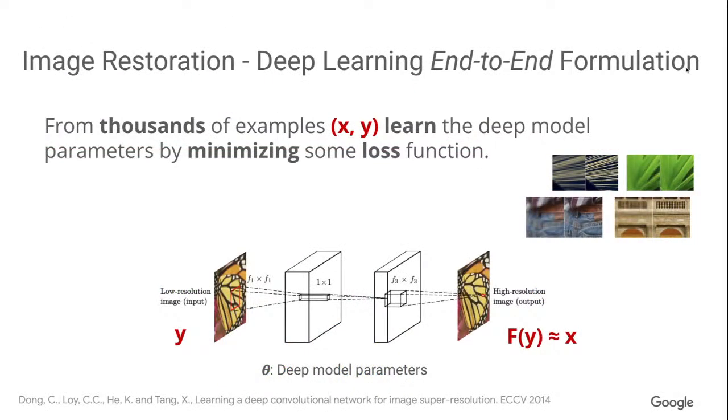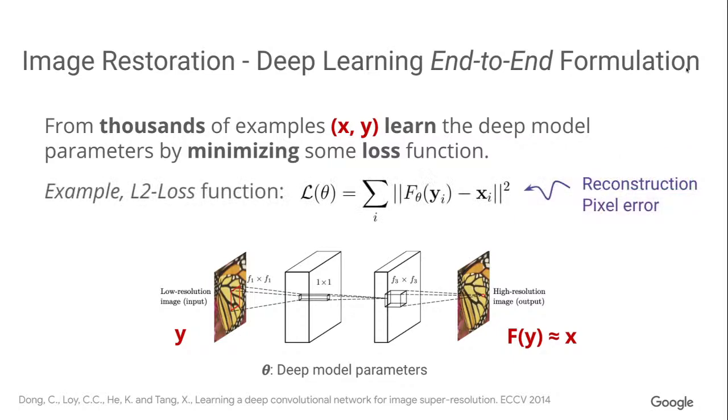Deep models can be trained to restore images by using thousands of low resolution, high resolution pair examples. Training is done by finding the deep model parameters that minimize some loss function. The loss function penalizes the mismatch between the network prediction and the high-resolution reference target. We can, for example, directly measure the discrepancy in the image pixel domain by computing the square pixel reconstruction error.